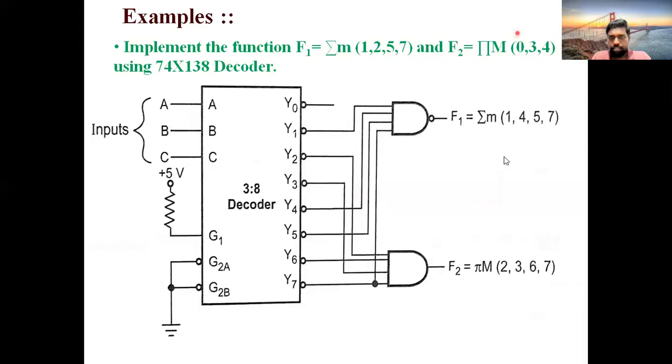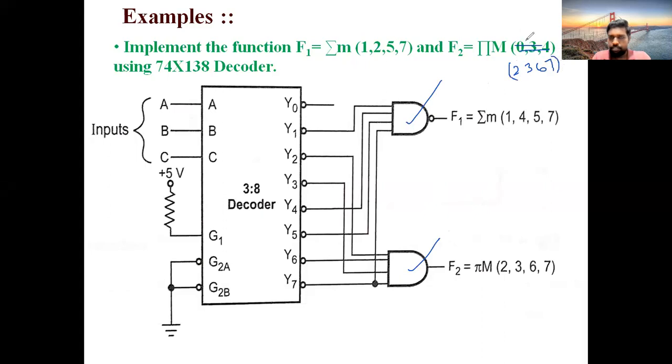So here the question has a little mistake. You just replace it with 2, 3, 6, 7. So these given numbers are linked with the AND gate. AND gate means POS, NAND gate means SOP. You just change the question like this.